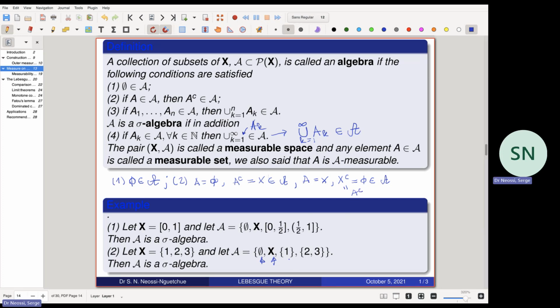And if you do the same thing with the singleton 1, its complement will be the pair 2, 3, and this is in A. Now if you take the pair 2, 3, its complement is 1. Of course, when you say complement, it's complement with respect to X. And this also is in A. So we can see that axiom 2 is satisfied, and we prove it by taking each element of calligraphic A as given.